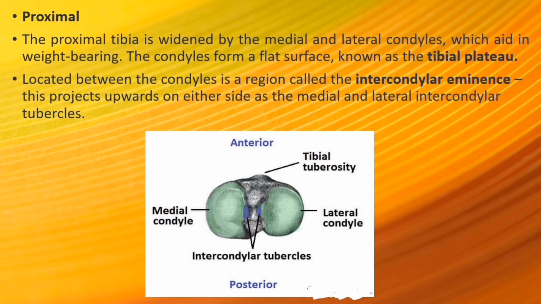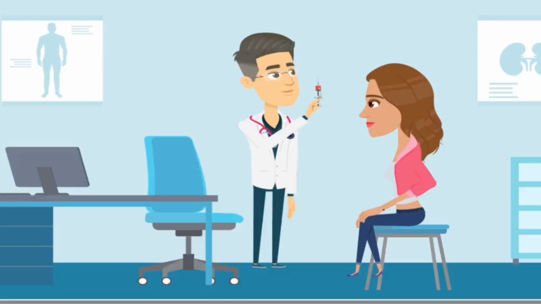Located between the condyles is a region called the intercondylar eminence. This projects upwards on either side as the medial and lateral intercondylar tubercles. This area is the main site of attachment for the ligaments and the menisci of the knee joint. The intercondylar tubercles of the tibia articulate with the intercondylar fossa of the femur.